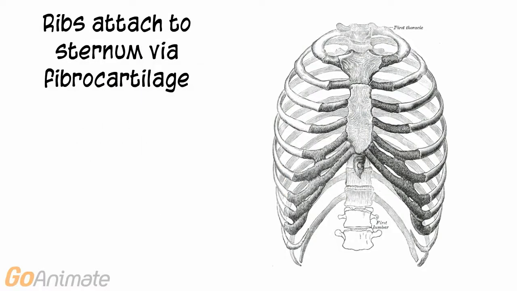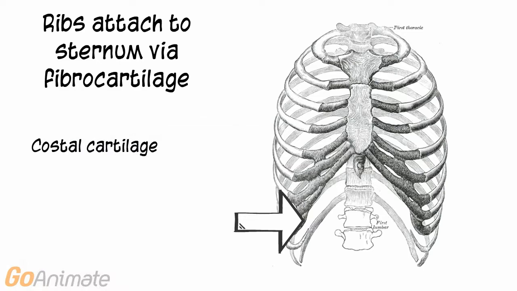The true and false ribs connect to the sternum via fibrocartilage attachments called costal cartilage.